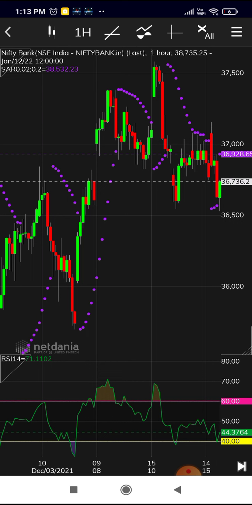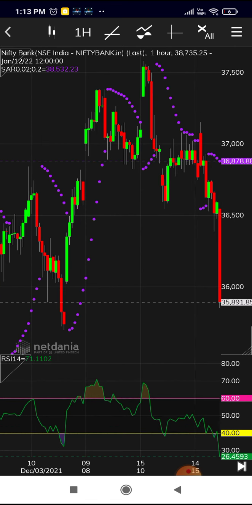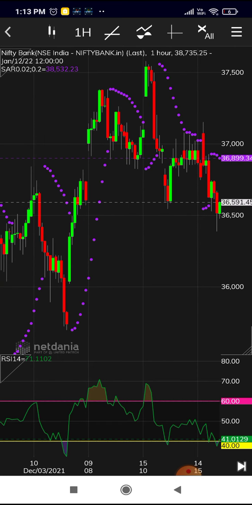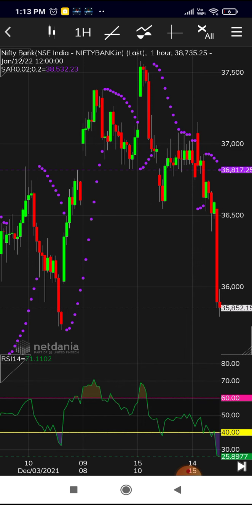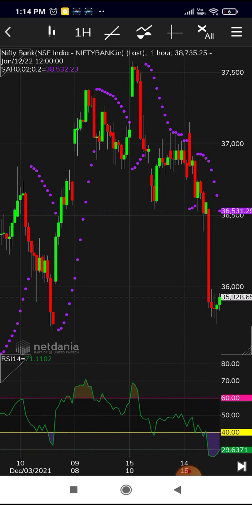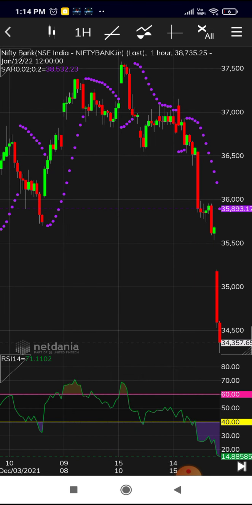Now let's see what happened as we move forward. The parabolic star dot is above the candle. RSI at the moment is 44, but in the previous candle it had gone below 40. So you can make an entry, or if you want to avoid this, you can wait for the RSI value to fall below 40. Okay, let's see the next candle. In the next candle, you will find that there is a fall, and the dot values are moving down. There is a steep fall now, and we have entered at around 37,700.